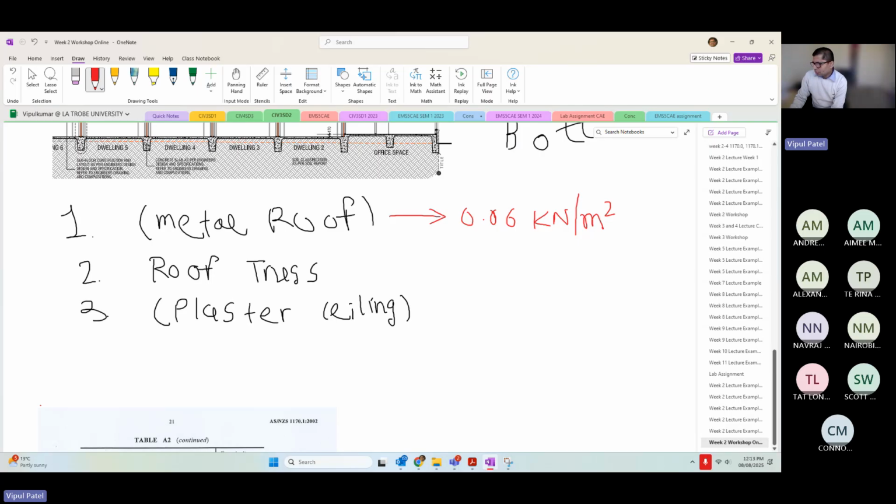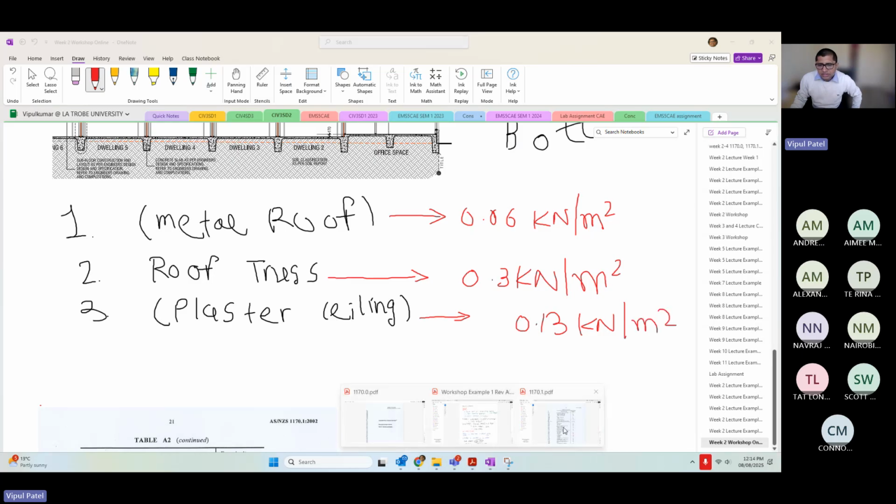Now, the next one is your roof truss. Again, roof truss is quite challenging, because generally speaking, the roof truss will also be manufactured by the supplier, and we can say that will be 0.3 kilonewton per meter square. That's the roof truss load. This is typical. When you do a lot of practice, you're going to use this 0.3 kilonewton per meter square as a load. And plaster ceiling boards, it would be 0.13 kilonewton per meter square. And I will show you where this is coming from in our standards.